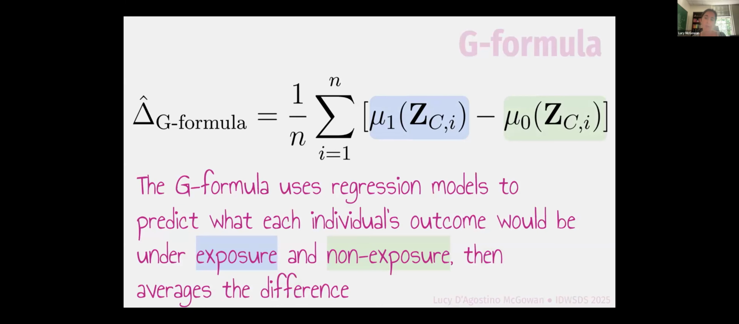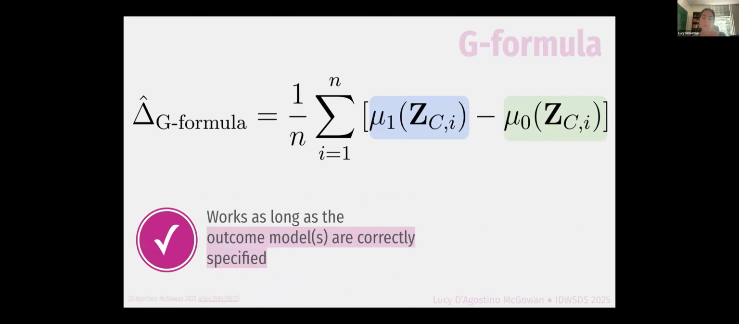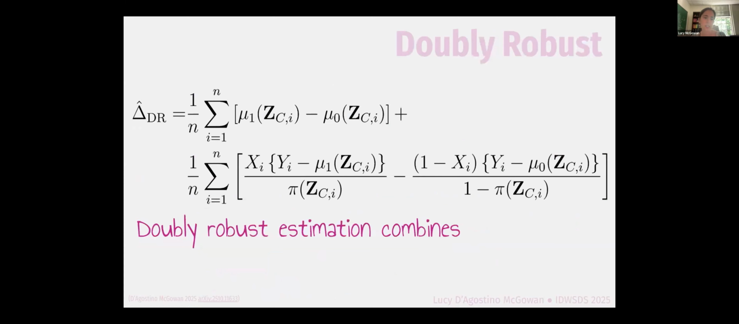So it predicts what would happen to you if you were exposed, what would happen if you're unexposed, and it averages the difference. So this one's going to work as long as the outcome models are correctly specified. And it's got an S here because typically you're fitting two different models, a model among the exposed and a model among the unexposed. And then you're predicting for everybody out of those models.